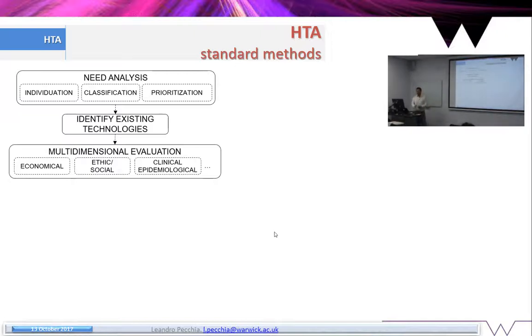And once I do that, I will most likely try to make a multidimensional evaluation, meaning that I start from the clinical domain. I want to know which technology is more effective in reducing mortality. But then, once those clinical outcomes are at about the same level, I will start considering other domains. For instance, I will start making some ethical considerations. And if I am doing this assessment in the UK, where the National Health Service is delivered with public money, I need to also consider the perspective of the society as a whole.